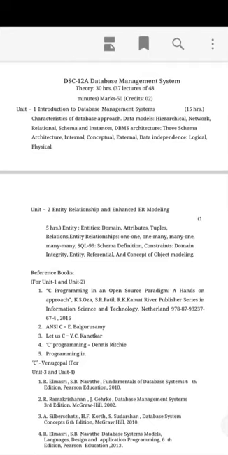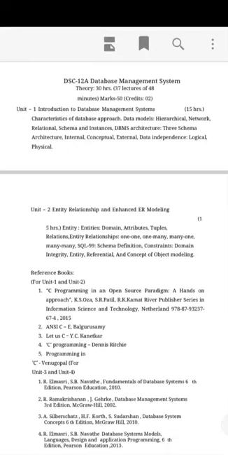Subject: database management system. The paper code is DSC-12A. In this subject you are going to learn database management system. In your first unit you are going to learn introduction to database management system. Now the question will arise, what is a database? A database means we are going to arrange our data in a systematic manner using a computer machine.